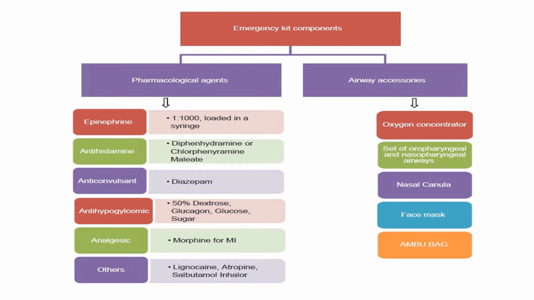Pharmacological agents should include adrenaline, antihistamine, for example, diphenhydramine or chlorpheniramine maleate, anticonvulsant, for example, diazepam, midazolam or lorazepam, antihypoglycemic, dextrose, glucagon or glucose, analgesic, for example, morphine, and other pharmacological agents such as lignocaine, atropine, and salbutamol inhaler. Airway accessories should include oxygen concentrator, oropharyngeal and nasopharyngeal airway set, nasal cannula, face mask, and elbow bag.